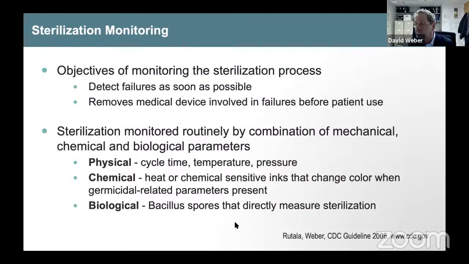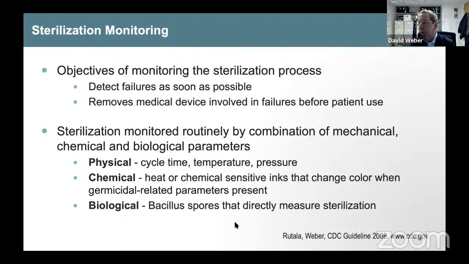In addition to that, we have chemical, heat or chemical sensitive inks that change color. These are not as precise because all they do is change color as soon as you reach temperature and they get exposed to the chemical. So they don't actually say that they were in there long enough, but again, it's a recheck, and this is on the trays that go out. So in addition to checking everything before they're actually used, the nurses and technicians look at that color to make sure there's at least an indication they've been through a sterilizer.